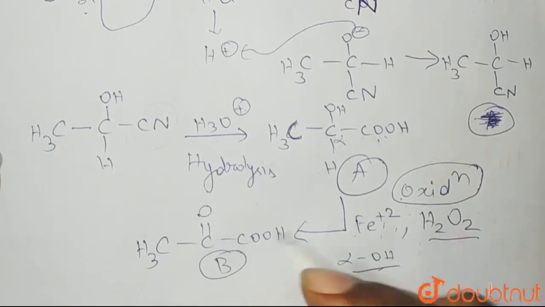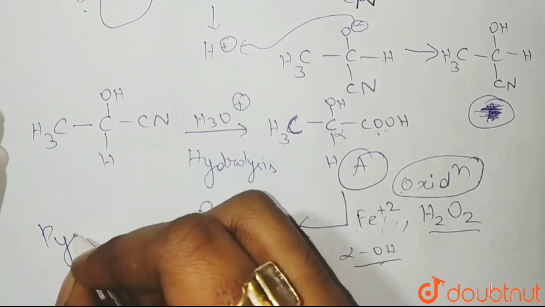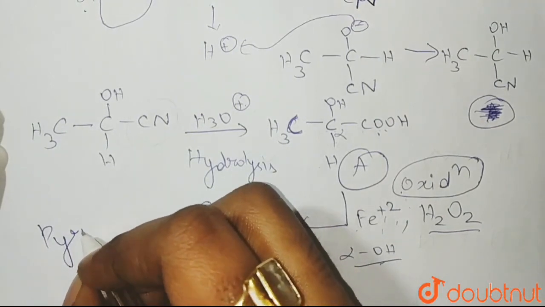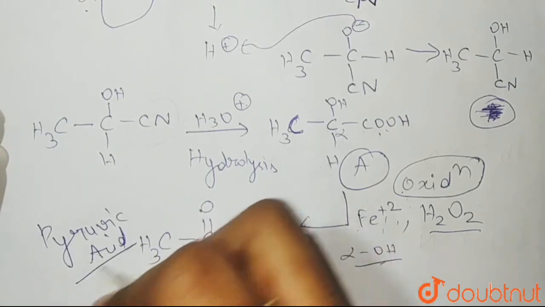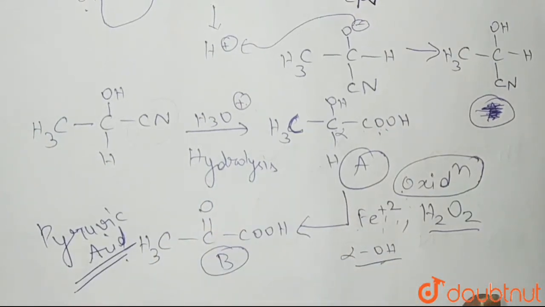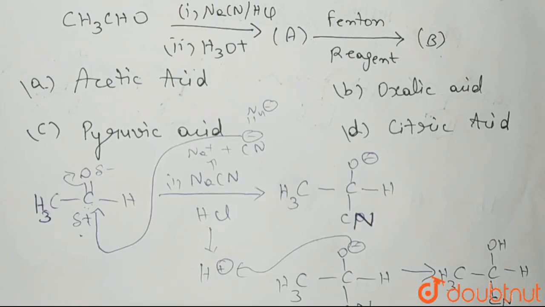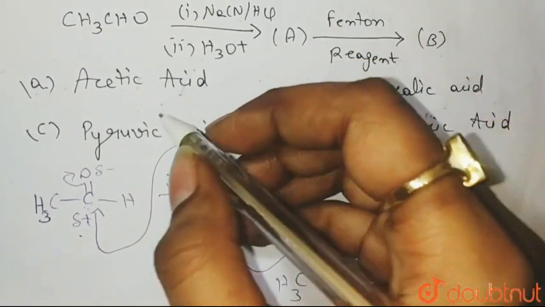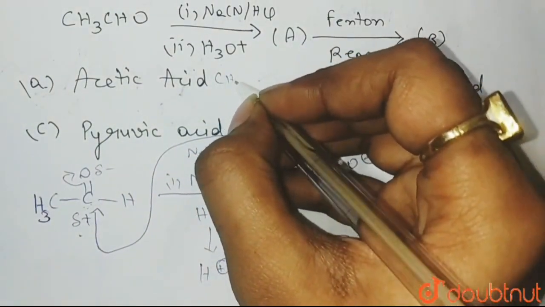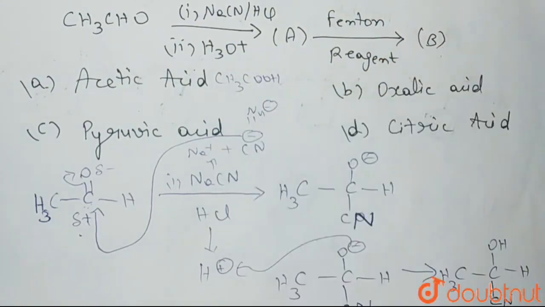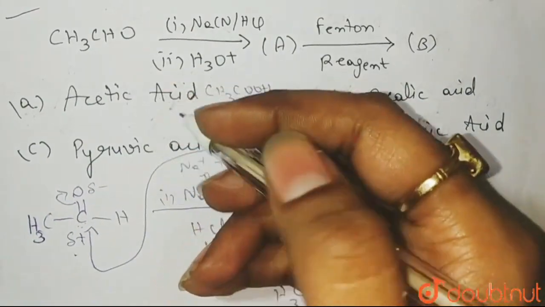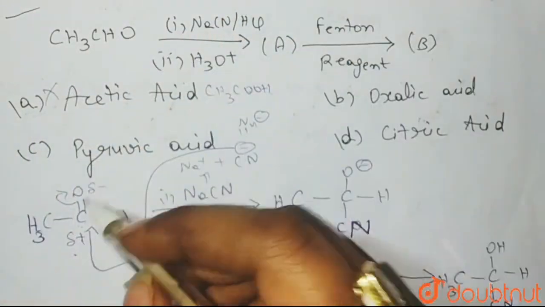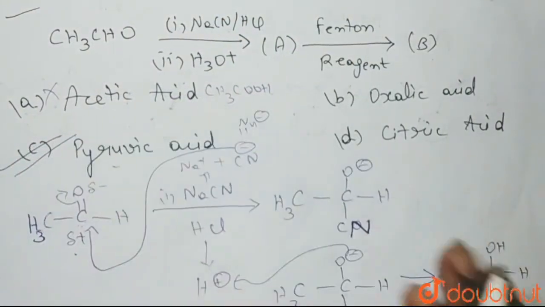B is known as pyruvic acid. This final product is known as pyruvic acid. If you see the options, the formula of acetic acid is CH3COOH. So acetic acid is not forming here, pyruvic acid is forming, right? CH3, C double bond O, COOH. So this is incorrect. Pyruvic acid is forming, yes, so your option C is correct.